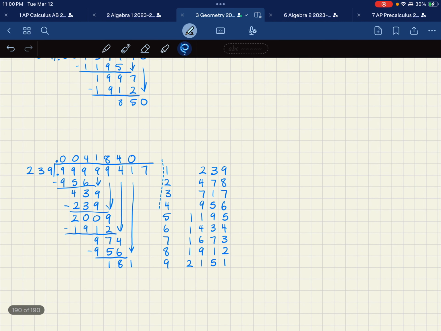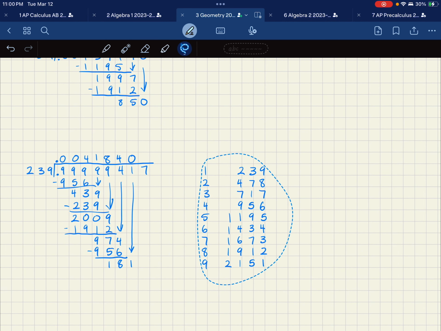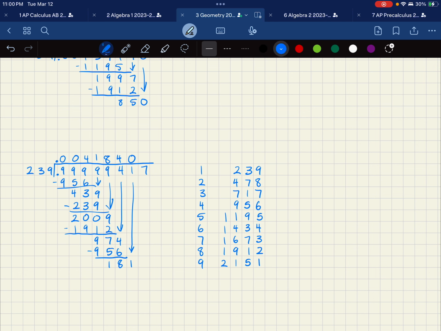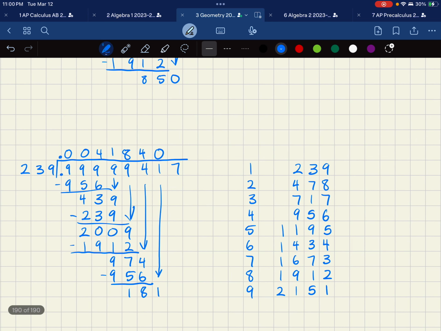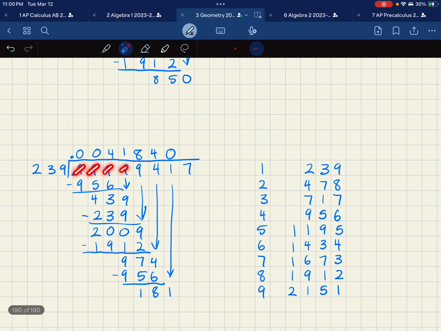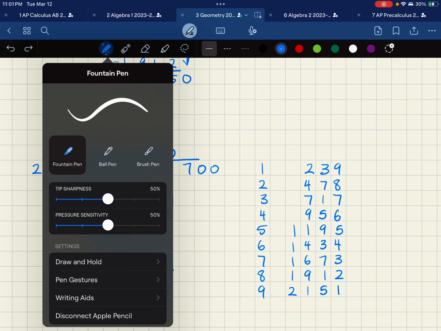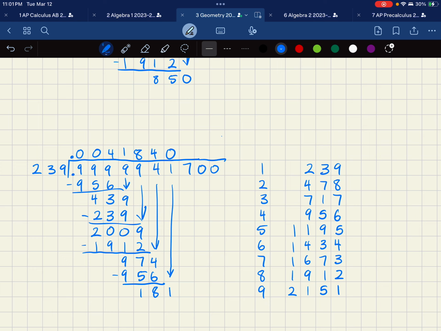I'm just going to go ahead and move this over here, give myself some room. We need 11, so 1, 2, 3, 4, 5, 6, 7, 8, 9, 10, 11. Let's see what happens over here. I'm just going to go like that. Bring down the 7, 1817.